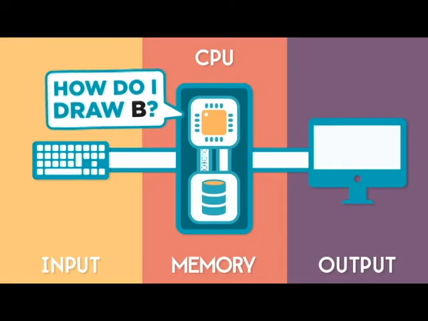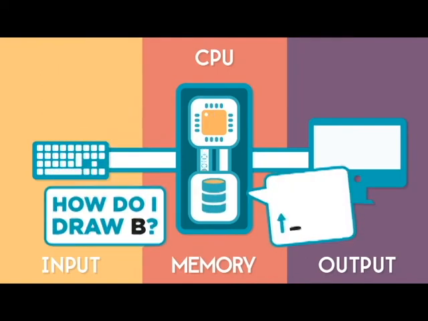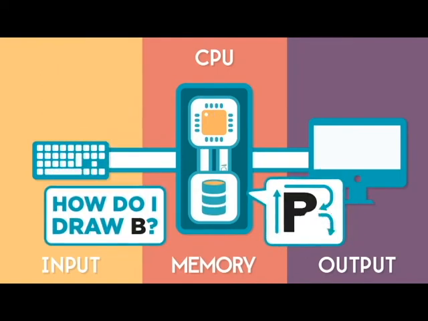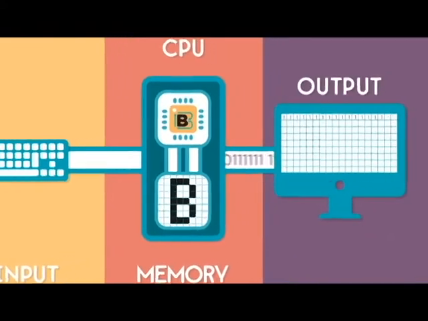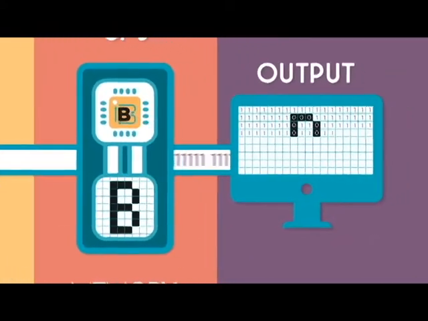The CPU requests step-by-step instructions from memory, which tell it how to draw the letter B. The CPU runs these instructions and stores the results as pixels in memory. Finally, this pixel information is sent in binary to the screen.